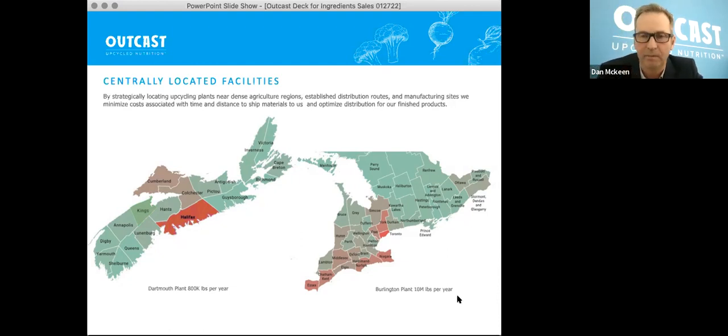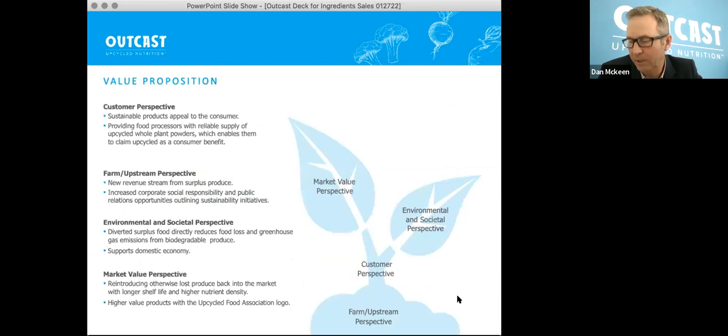after we process it. And if you flip to the next slide, we think that there's value throughout the chain. From a customer perspective, it's sustainable products. It's very appealing to the customer.